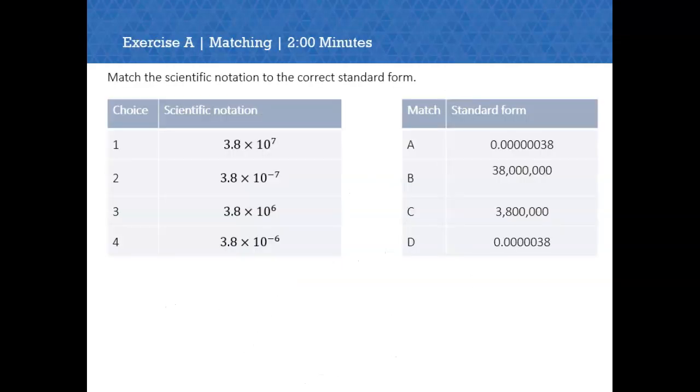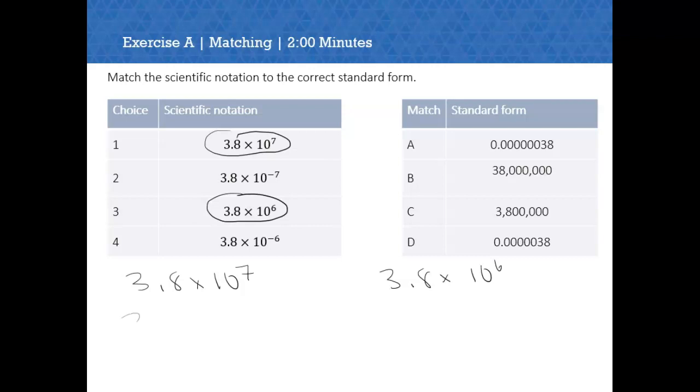So let's match the scientific notation to the correct standard form. When we see a positive exponent, let's take a look at number 1 and number 3. When we have a positive exponent, we make the number bigger. So for 3.8 times 10 to the 7th, this 7 tells us we move the decimal 7 places to the right. So don't just add 7 zeros. That is not how it works. You need to move the decimal.